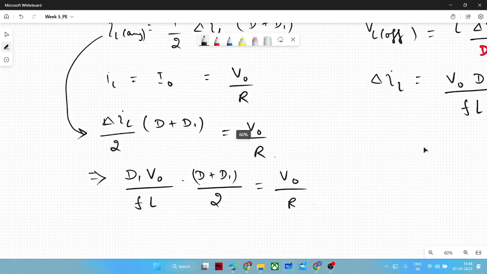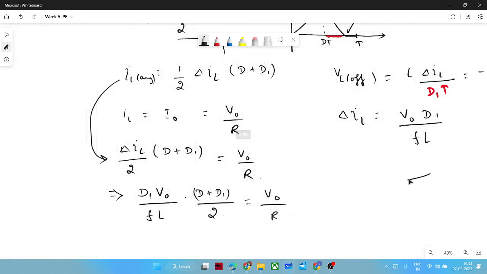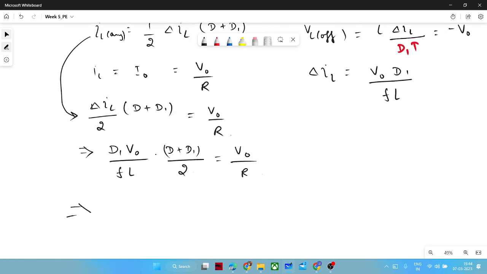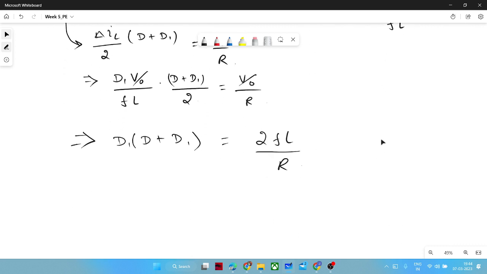Fine, till this point, any doubt, any confusion? Okay, if we followed till this far, we are just one step away. V naught is getting cancelled here. We will have to form a quadratic equation. D1 square plus D D1 minus 2FL by R equals 0.